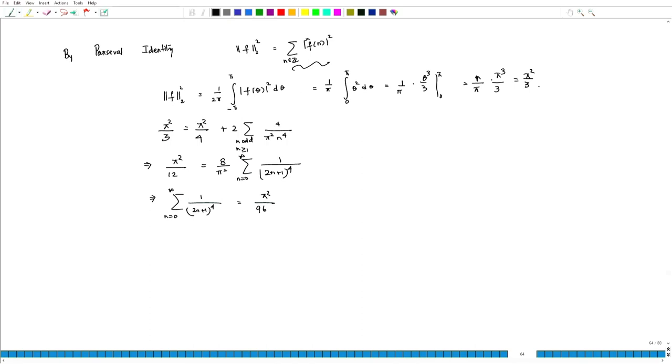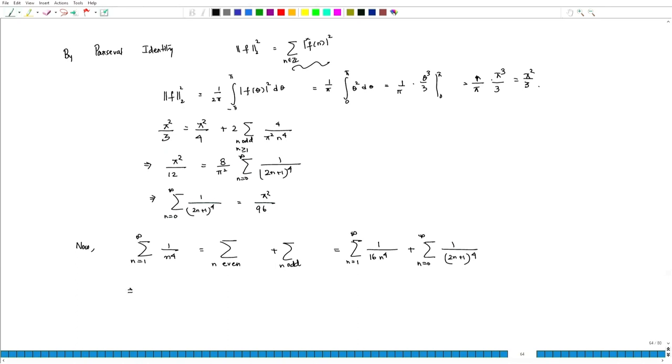Yes. And now summation over n equal to 1 to infinity 1 by n to the power 4, this is equal to summation n even plus n odd. So which means this is equal to, if I take this n even, which means n equal to 1 to infinity, 1 by 2n, means 2 to the power 4 is 16, n to the power 4, plus odd is n equal to 0 to infinity 1 by (2n plus 1) to the power 4. So we know the value of this.